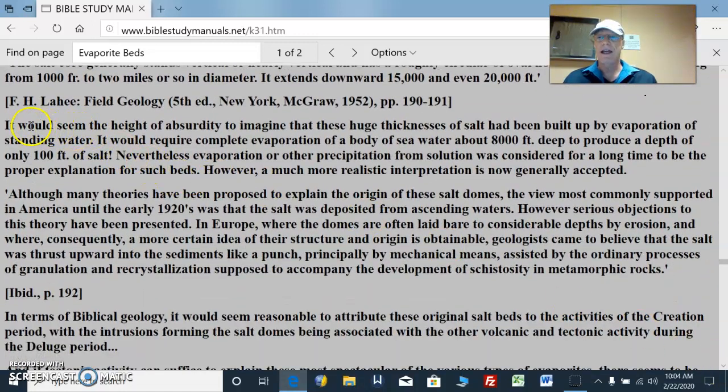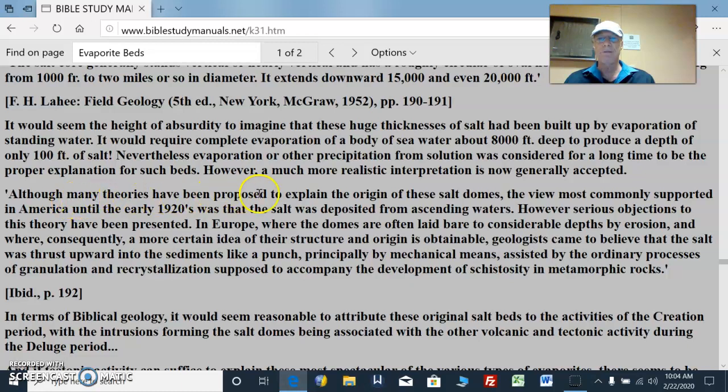Leahy says, it would seem the height of absurdity to imagine that these huge thicknesses of salt had been built up by evaporation of standing water. It would require complete evaporation of a body of sea about 8,000 feet deep to produce a depth of only 100 feet of salt. Nevertheless, evaporation or other precipitation from solution was considered for a long time to be the proper explanation for such beds. However, a much more realistic interpretation is now generally accepted.